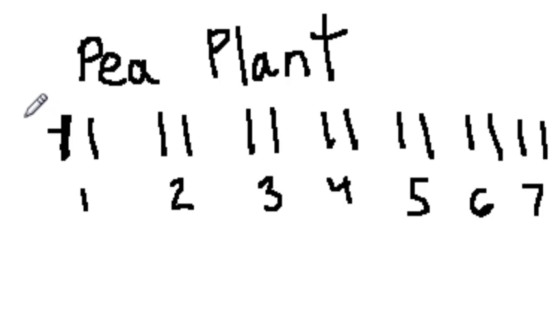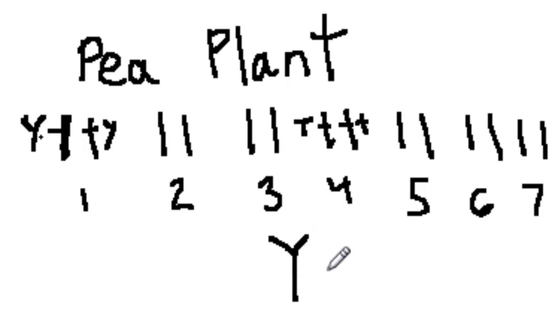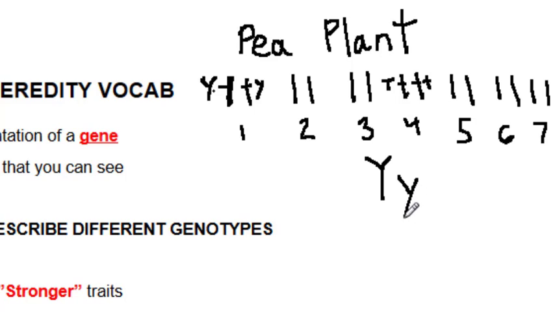And that's capital Y for yellow and lowercase y for green. On chromosome 4 is the height, capital T for tall and lowercase t for short. So this is the genome, these are the chromosomes, and on the chromosome, which is made out of DNA, you have the genes. So this pea plant, let's just look at chromosome 1. This pea plant is Y for its color.